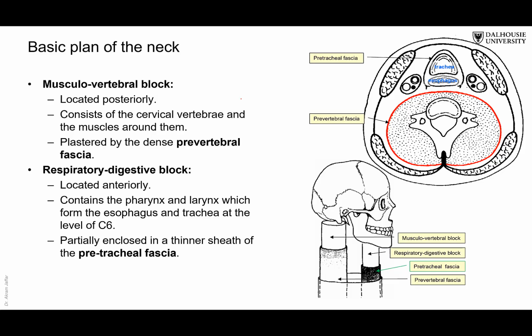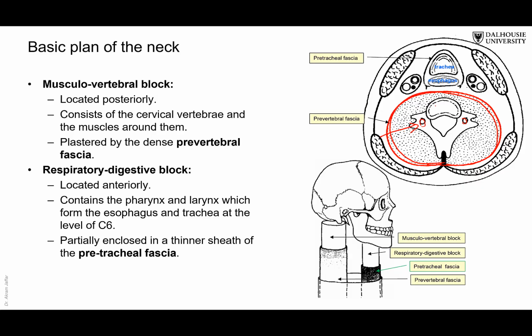Let's talk about the basic plan of the neck. So here, this is a cross section of the neck. And essentially, there are two blocks. There is this block here, which is called the musculovertebral block because it contains the cervical vertebrae. We are going to study the cervical vertebrae in detail next lecture. But one thing that you can see here, which is quite characteristic, is that the transverse process of the cervical vertebra has a foramen called foramen transversarium, obviously, and this allows the passage of an artery, which is called the vertebral artery. So this is a characteristic feature of a cervical vertebra.